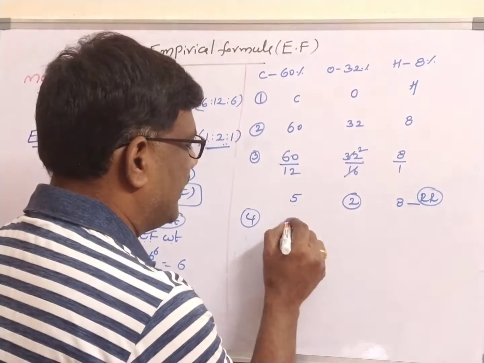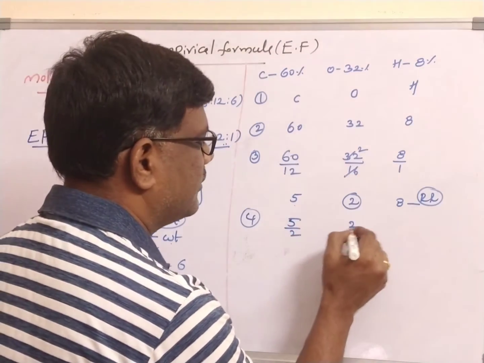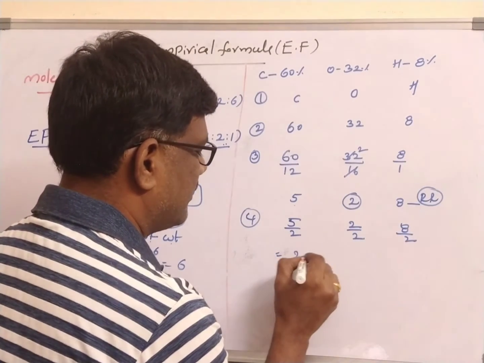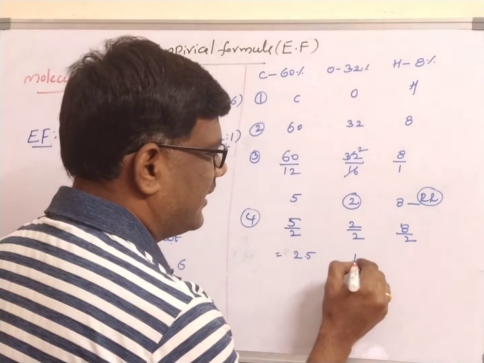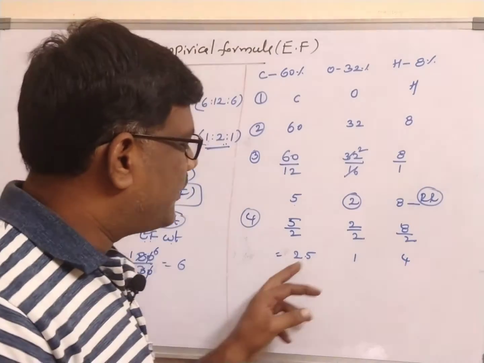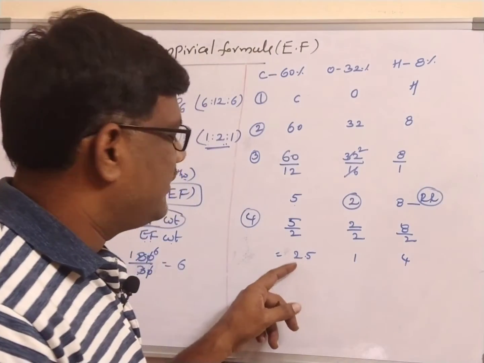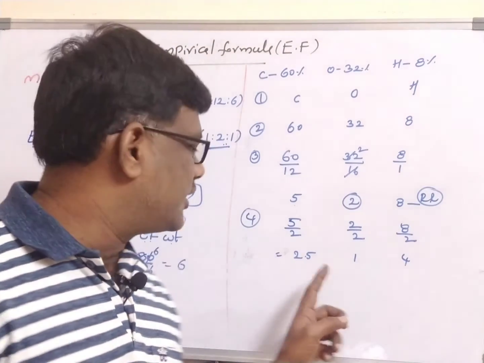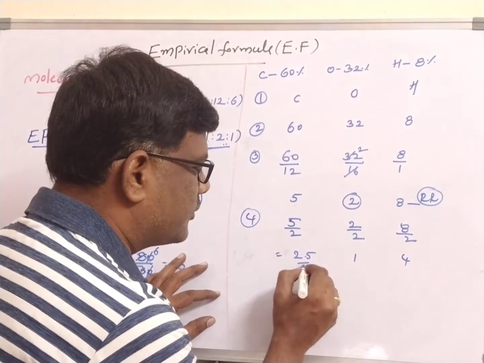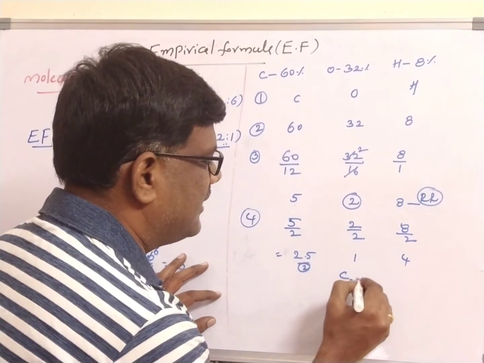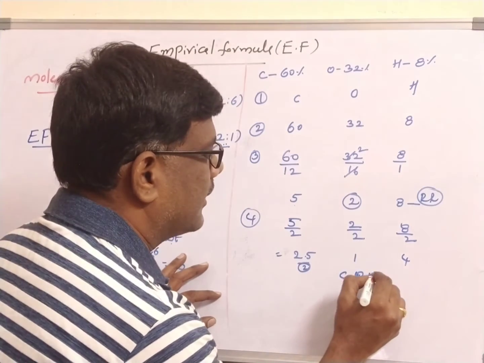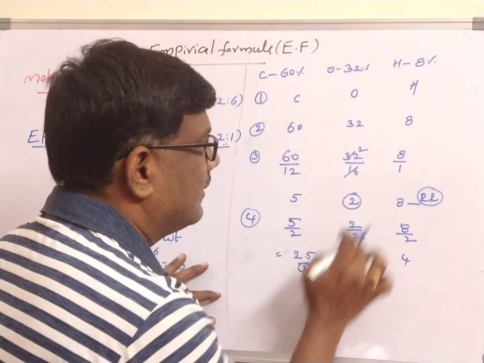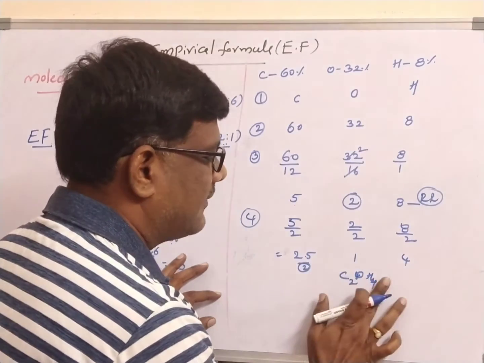So I am taking 5 divided by 2, 2 divided by 2, 8 divided by 2. Ultimately here 5 by 2 is 2.5, then 1, and 4. For carbon you are getting 2.5. Whenever you get an integer like 2 here, immediately the empirical formula is C2OH4, that is C2O1H4. This is the empirical formula.